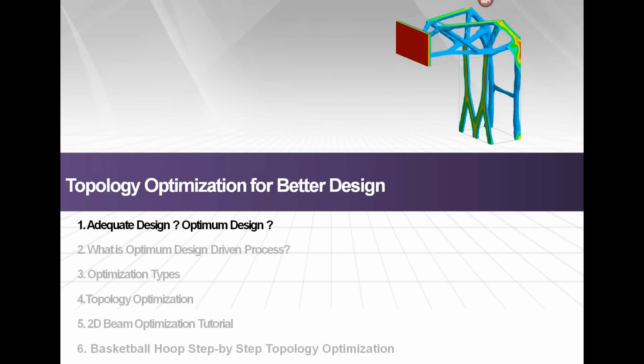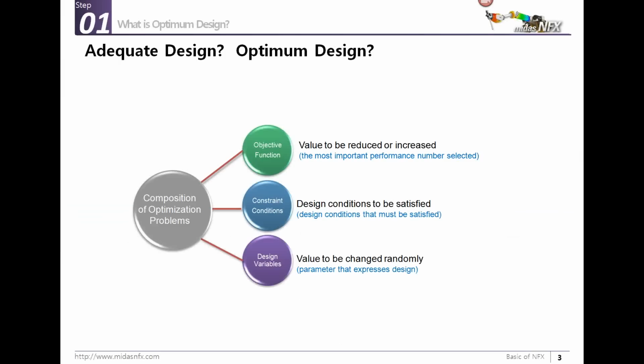Then we'll talk about some concrete examples. I'll make first a simple tutorial with a 2D beam, and then I'll show you how to perform this analysis with the basketball hoop. If you have some questions during the session, please ask, and I'll try to answer directly or maybe at the end of the webinar.